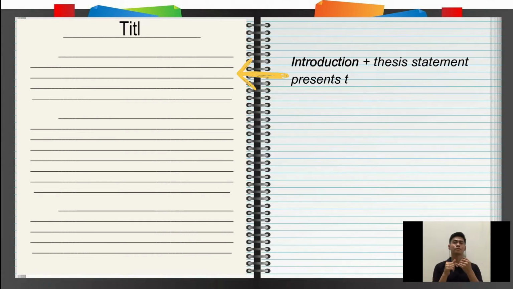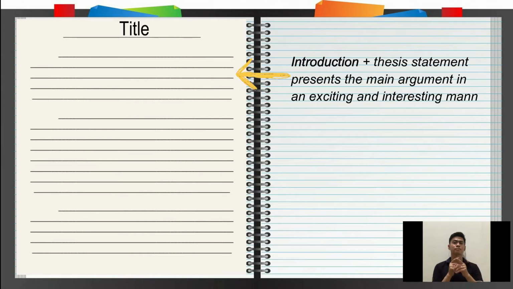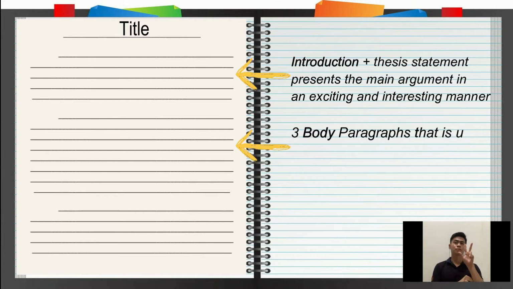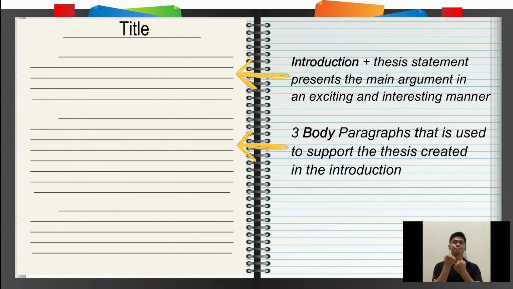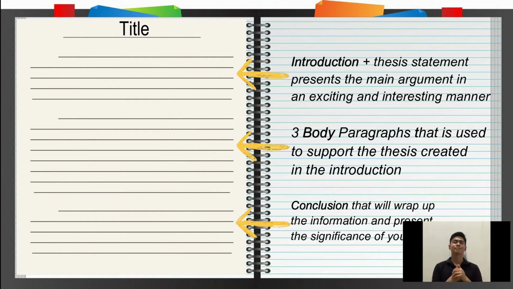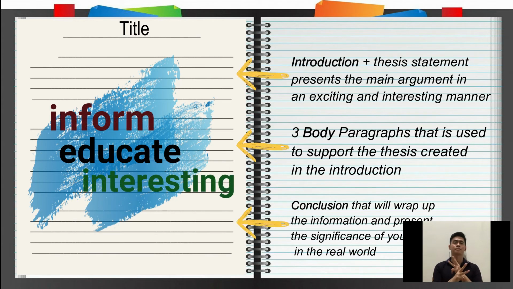To write an informative essay, follow this outline, which is written in the standard essay style. It consists of an introduction plus the thesis statement that presents the main argument in an exciting and interesting manner. Three body paragraphs that are used to support the thesis created in the introduction. And the conclusion that will wrap up the information and present the significance of your writing in the real world. Remember the key words of informative essay: inform, educate, interesting.